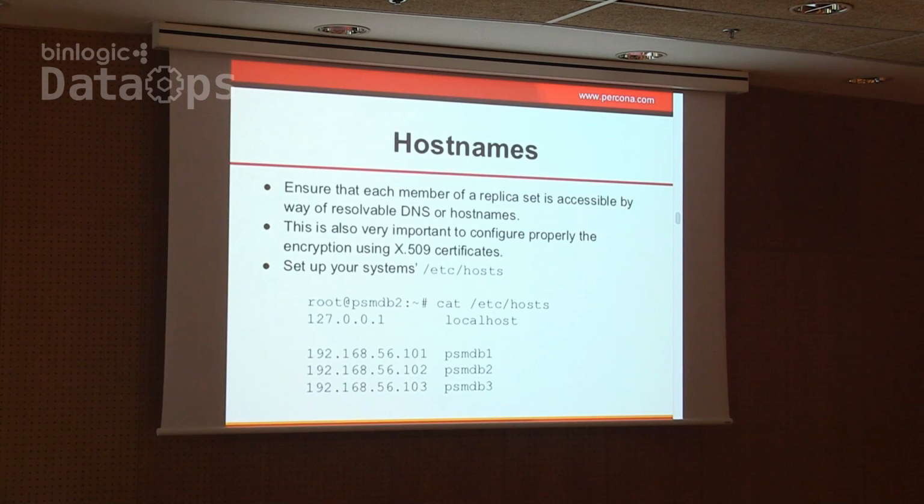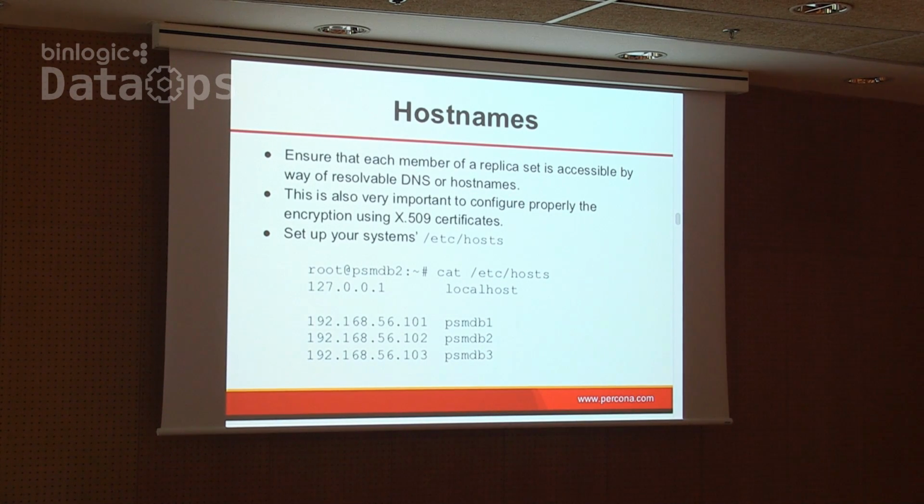Another important thing is to configure host names. This is not really mandatory for the replica set to work, because you can also just use the IPs. But since in the last part of my presentation I'm going to talk about encryption, this is mandatory if we want to configure encryption inside the replica set. We want to encrypt the traffic between the nodes. So configuring the host names is mandatory if we want to encrypt connections between the nodes.